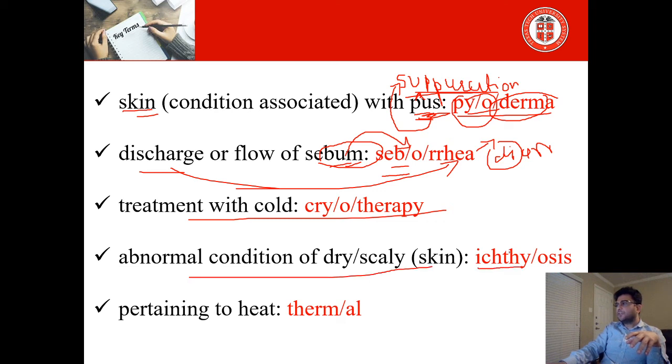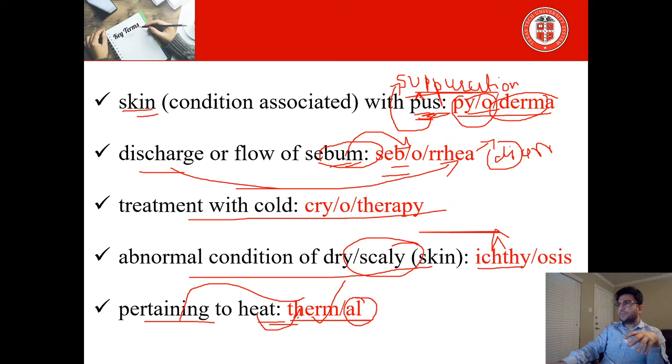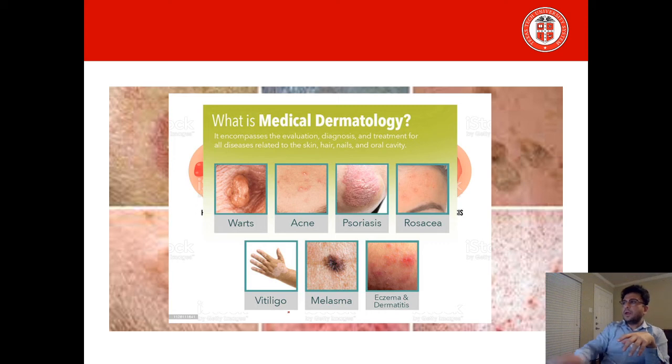Dry skin is ichthyosis, especially the scaly one, pertaining to the fish-like skin. And if it's pertaining to heat, that's thermal, because AL means pertaining to, and heat is about thermogenic, so pertaining to heat is thermal. Now, we have so far covered some of the anatomical and physiological terms, a few symptoms related to some skin diseases, but now we'll talk about some very specific skin diseases.